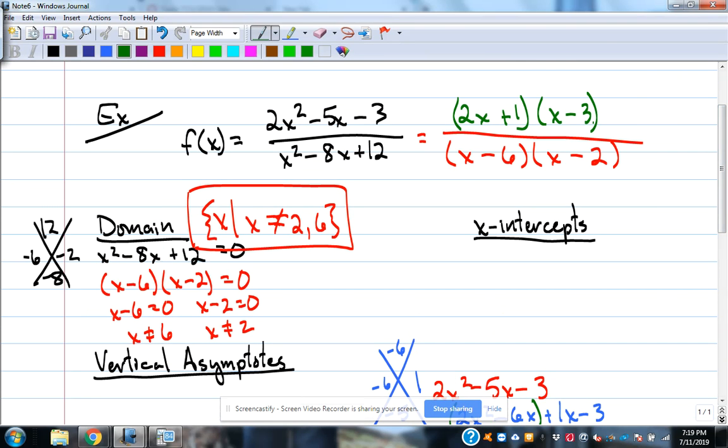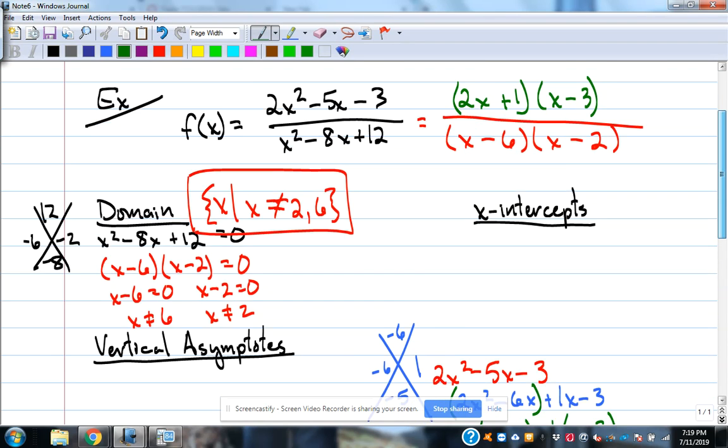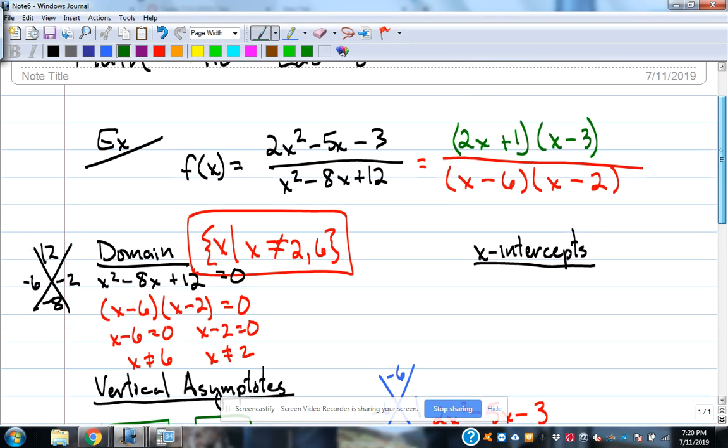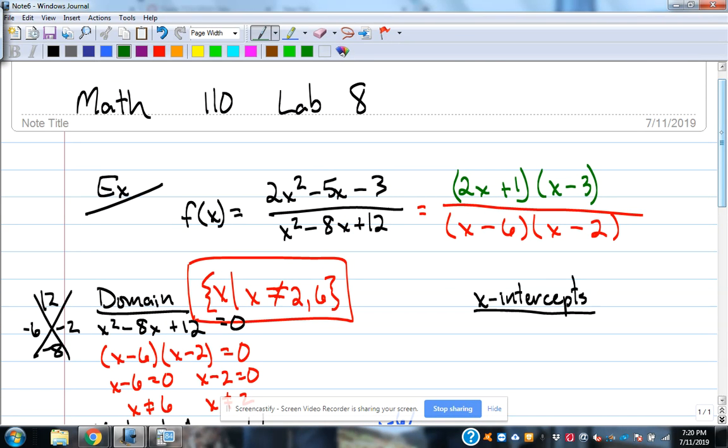And factoring there did not afford us a cancellation with any of our factors, top and bottom. So that means that our vertical asymptotes are going to come from both of these factors in the denominator. Okay, if one of the factors would have canceled, the simplified version is what you pull your vertical asymptotes from. But because neither of these simplified, these factors, x equals 6 and x equals 2, are your two vertical asymptotes for the graph of this polynomial, or rational function, excuse me.